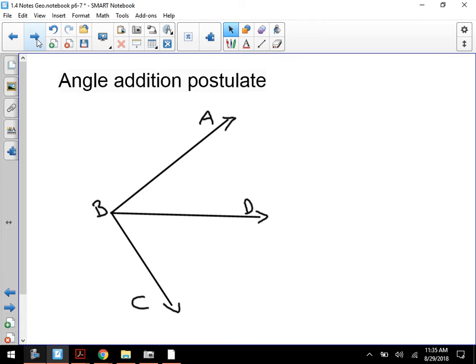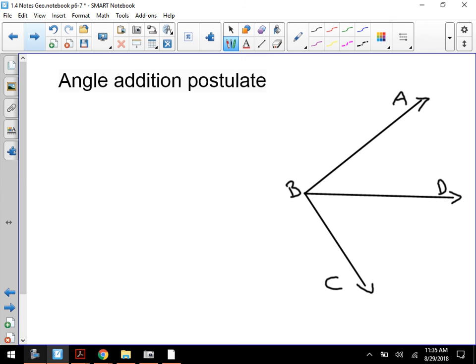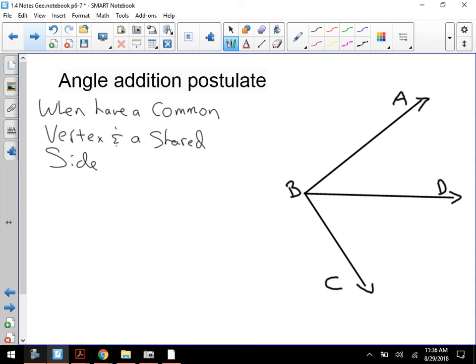Well, one thing changes: you have extra letters. With segments we only use 2 letters, didn't we? When you talk about angles, we use 3 letters. These 2 angles, angle ABD and angle DBC, have a common vertex. Where's the common vertex? The B, good. When you have a common vertex and a shared side, you can take angle plus angle equals larger angle.